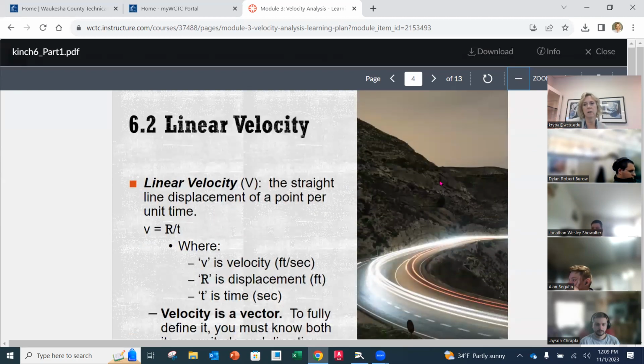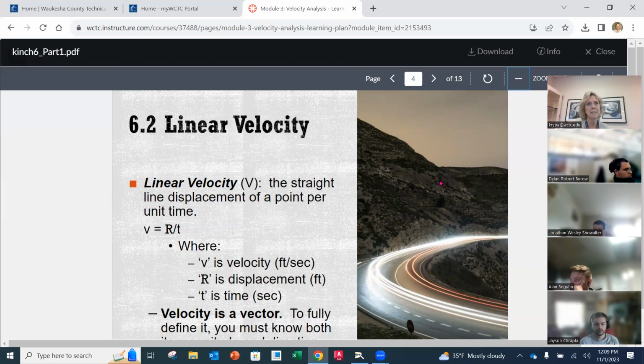So let's talk about linear velocity. Linear velocity, which has the symbol V, is straight line displacement of a point per unit of time. Okay, per unit of time. So velocity's equation is going to be equal to R divided by T. Now, R is the variable that this book started to use when it updated to the latest version that we have here. And R is really just the displacement or the distance for which we're going to travel within the amount of time in the denominator there.